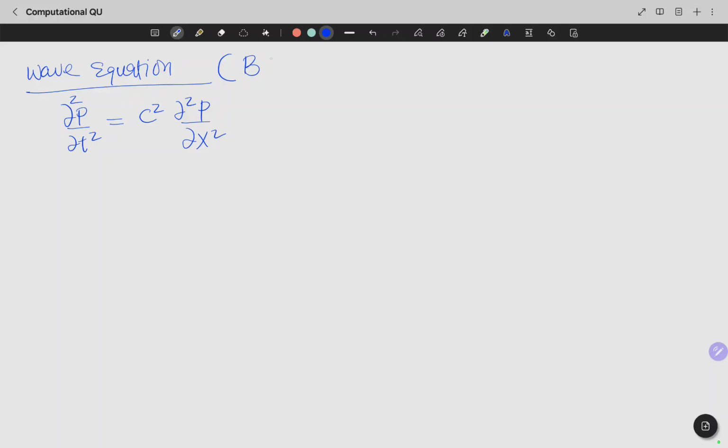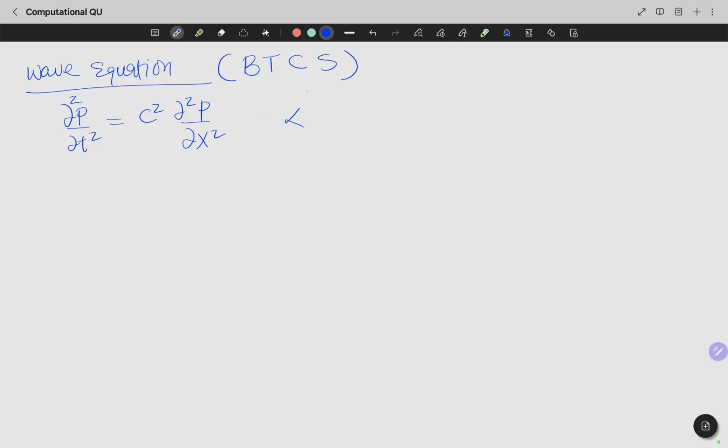Okay, let's solve the wave equation. Let's look at the acoustic wave. This will be solved using the backward time central space finite difference scheme, but we have to give some.